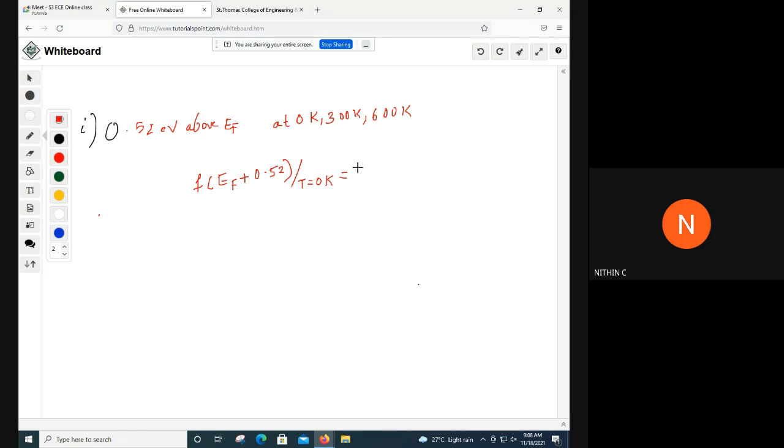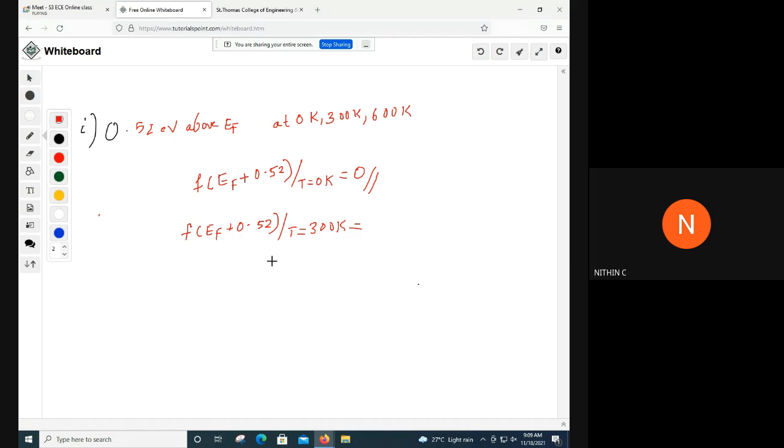0. Yes, the answer will be 0. You need not do the calculations. You can write it directly as 0. Then f of EF plus 0.52 at T equal to 300 Kelvin. You need to find. Earlier itself, you have found the value of KT for 300 Kelvin, 0.026. That you can use here also. Directly check.